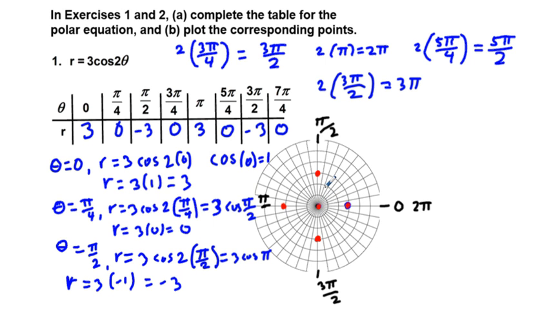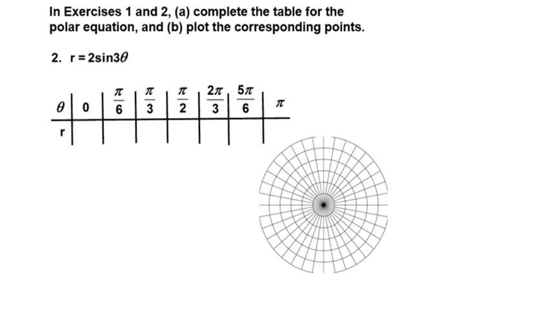So these are the points, and this one down here is repeated 4 times. So this is for pi over 4, 3 pi over 4, 5 pi over 4, and 7 pi over 4. And these other 4 points are for the remaining. So anyway, that's problem number 1.